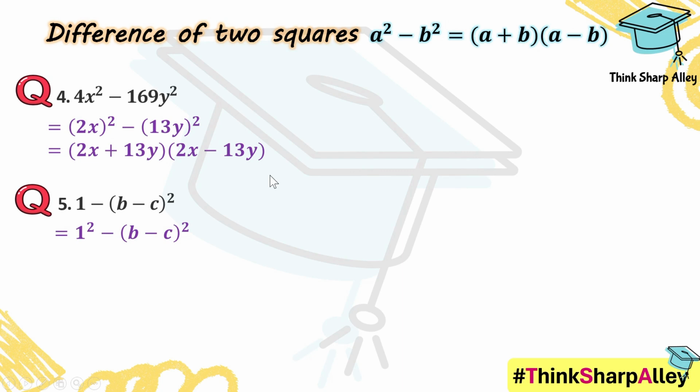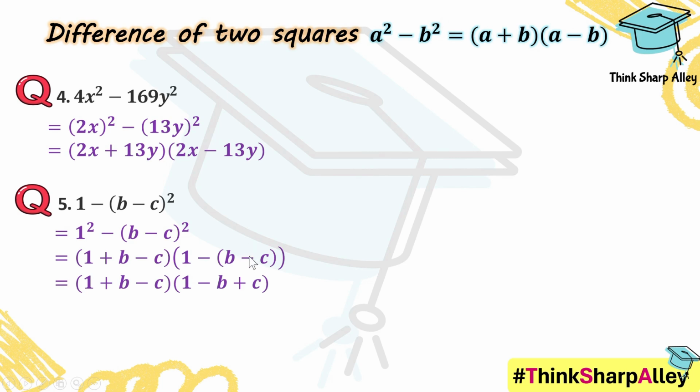So now we apply the identity. So we have 1 plus the second part, then 1 minus the second part. Now we'll simplify because we love cleanliness. So we'll remove the bracket and the sign inside will change because minus minus is plus. That's it. Now example 3.